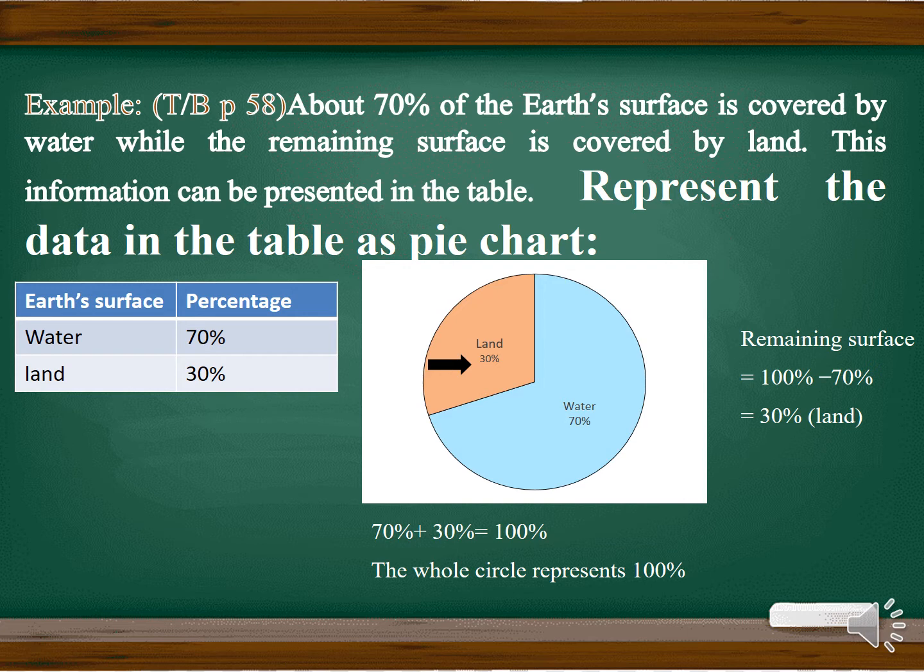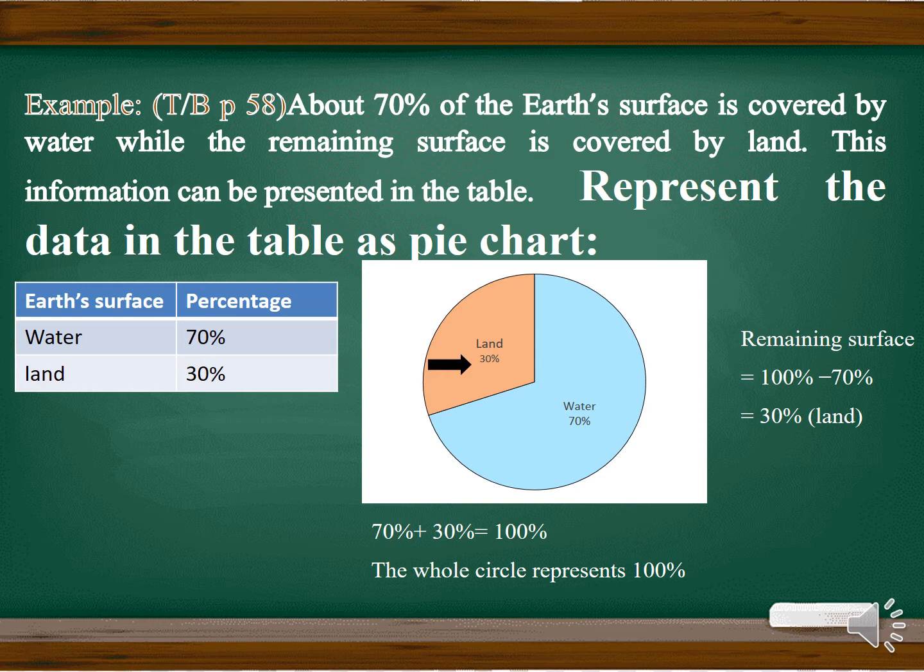About 70% of the Earth's surface is covered by water, while the remaining surface is covered by land. This information can be represented in the table. Okay, represent the data in the table as the pie chart. Water 70%, land 30%. If the surface gives you only water 70%, so we get 100 minus 70% equals 30%. It is what we call land.